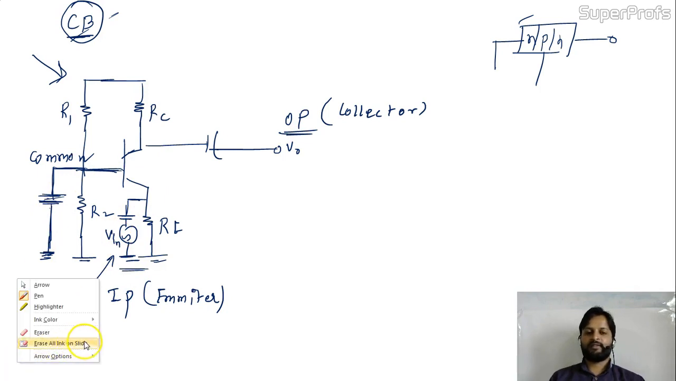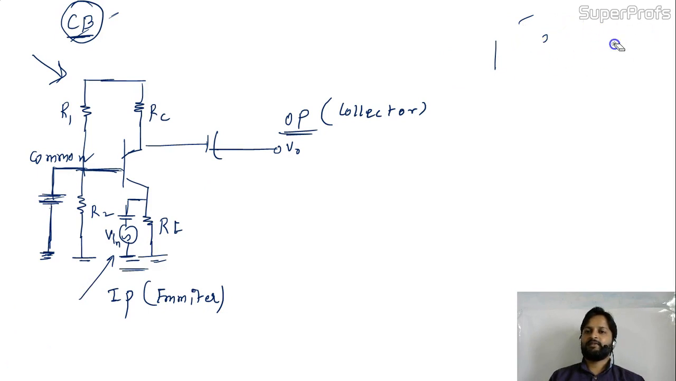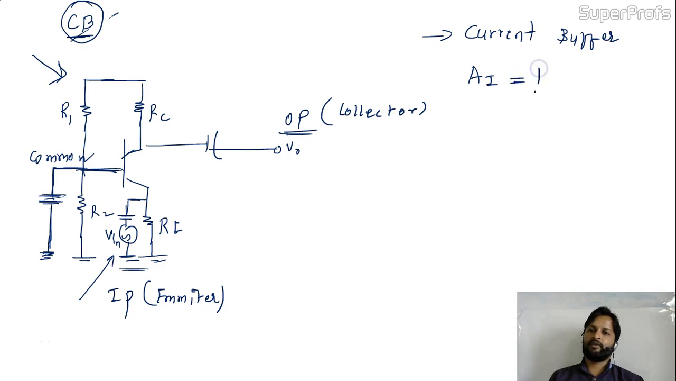Now I'll tell you some characteristics of common base. This is very important, so please remember it. The common base is the current buffer. Current buffer means the current gain of this circuit is 1. Output current and input current are both equal. If this is the current buffer, then this is a current controlled current source. The current is controlled by the input current. Point number 1, point 2, point 3.